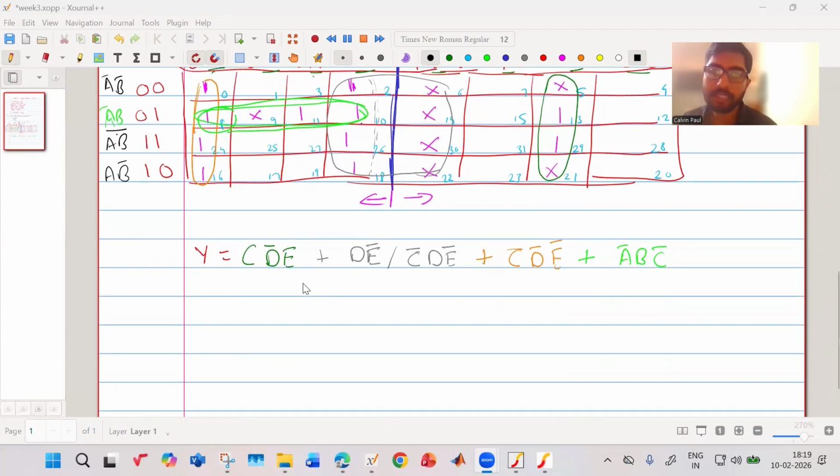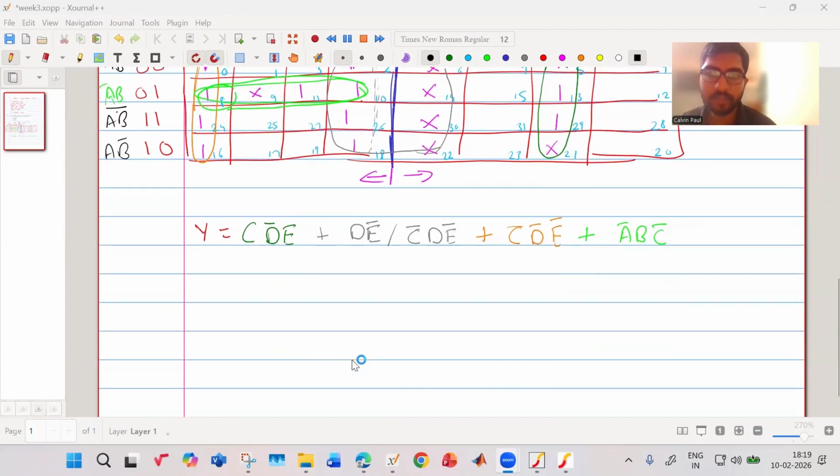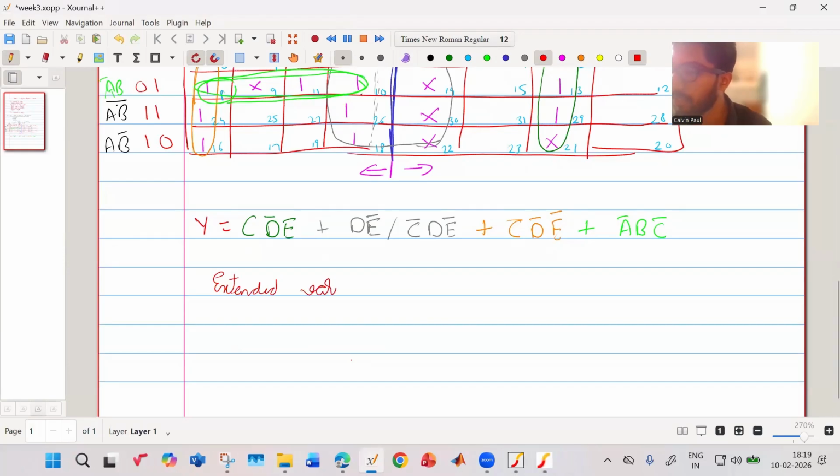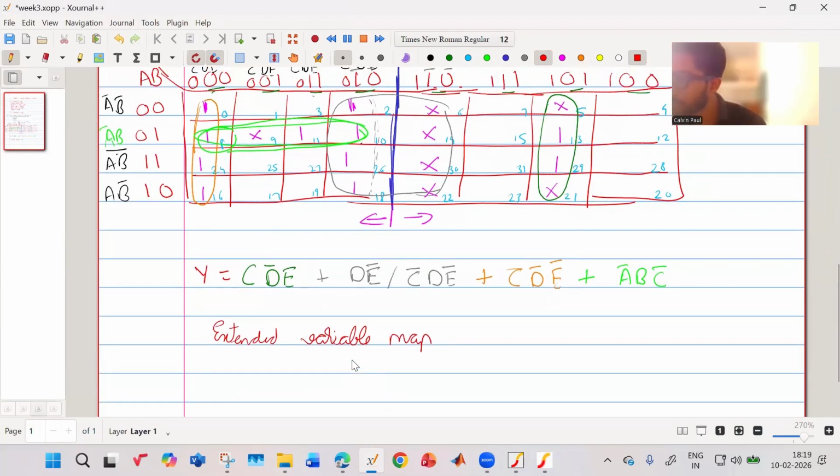And now we will start a different thing, which is known as the extended variable map. Okay, extended variable map. So how do we solve this extended variable map?